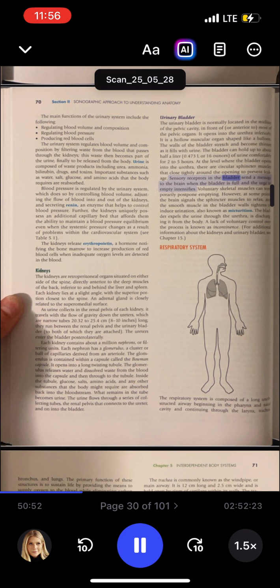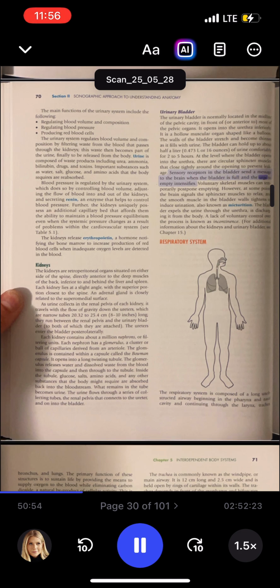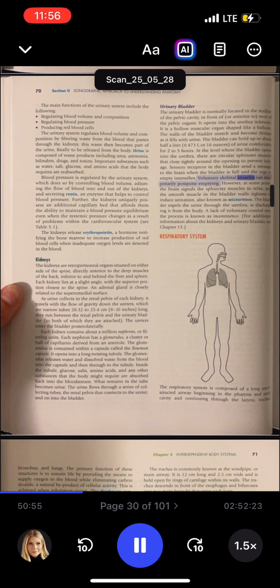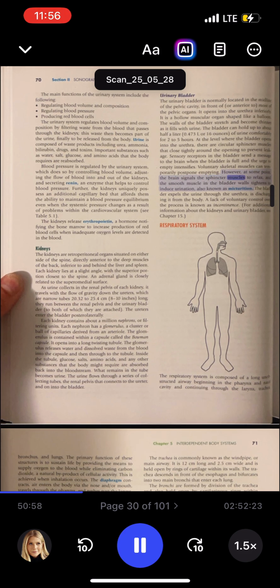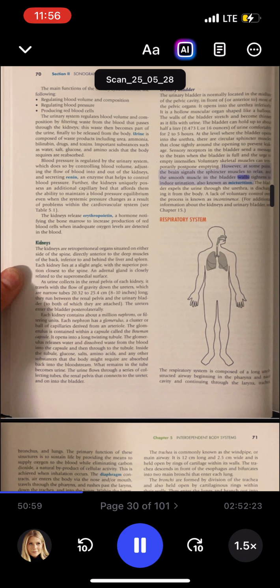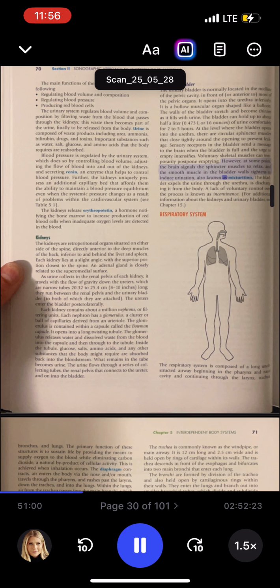Sensory receptors in the bladder send a message to the brain when the bladder is full and the urge to empty intensifies. Voluntary skeletal muscles can temporarily postpone emptying. However, at some point, the brain signals the sphincter muscles to relax, and the smooth muscle in the bladder walls tightens to induce urination, also known as micturition.